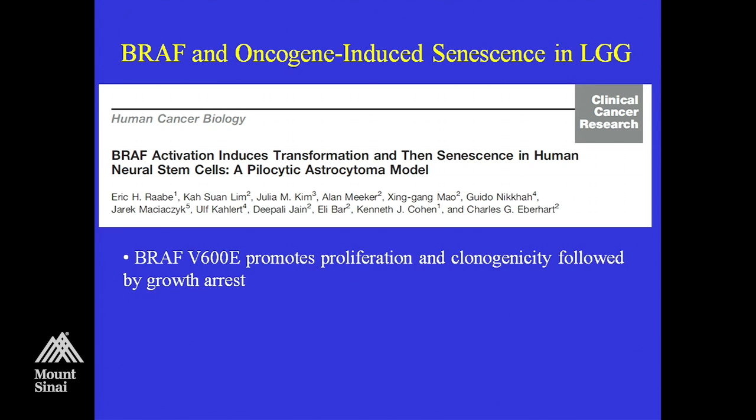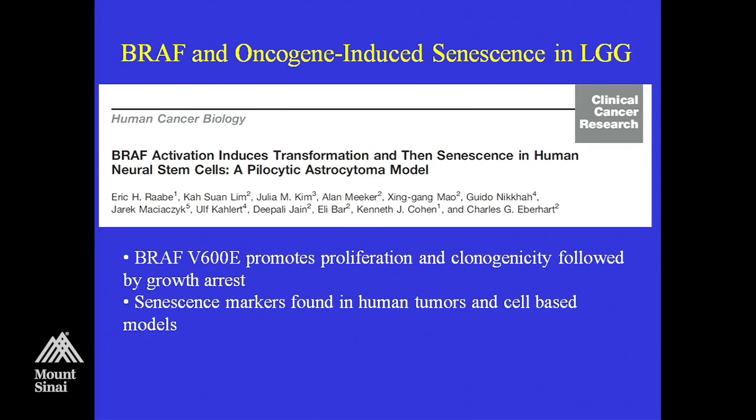And that's very similar to what you see in nevi on your skin, where you have solar damage to the melanocytes. The melanocytes proliferate, they form a mole or a nevus, but then by and large that's going to stop growing. And that process is thought to be mediated by oncogene-induced senescence, where the same BRAF kinase eventually is going to induce P16 and P53 that are going to shut down proliferation and make things stop growing.